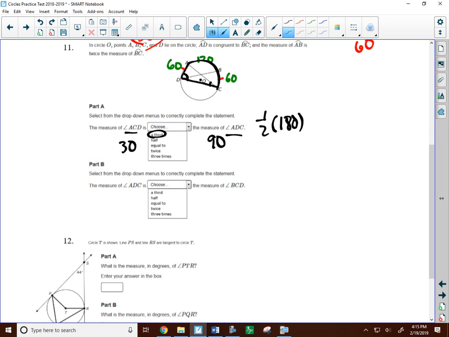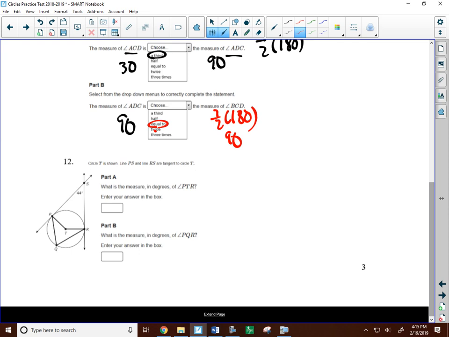I'm sure there's a way to do it just with variables, or without even numbers, just thinking about it. I suggest throwing a number. Yeah, if I want to see, it's 30. Part B, ADC, we just had that one, right? It's 90. And then the measure of BCD. BCD is an inscribed angle for that 180. So it's half of 180, and so it's 90. So equal. Equals.